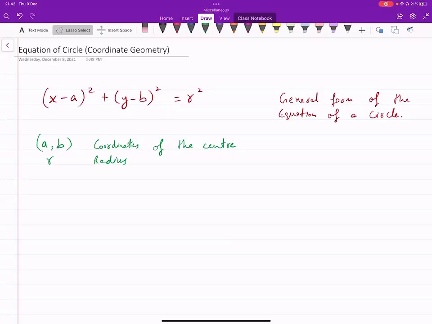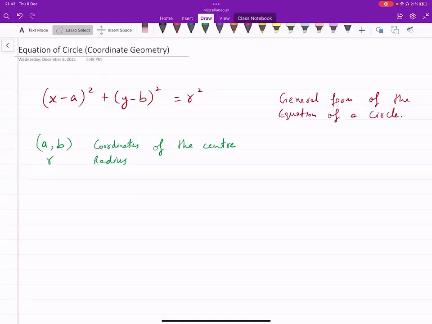In this video, we're going to be talking about equation of circle. We've already covered the rest of coordinate geometry in another video. You can find the link for that in the description. But this is going to be about equation of circle. We're going to cover all the key concepts that you need to know about this particular topic.